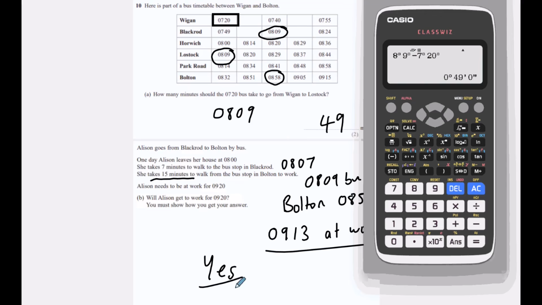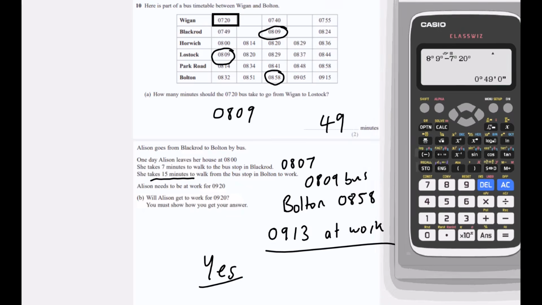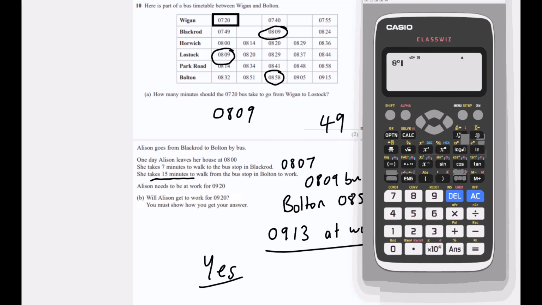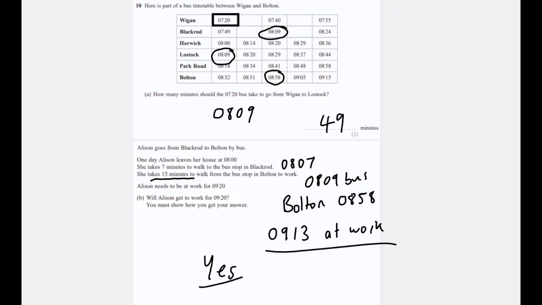And again, we could have used the calculator button here. We could have said we're at Bolton at 8:58. So it's 8 hours and 58 minutes, and we wanted to add on 15 minutes to get to work, so no hours, 15 minutes, and we get 9:13.